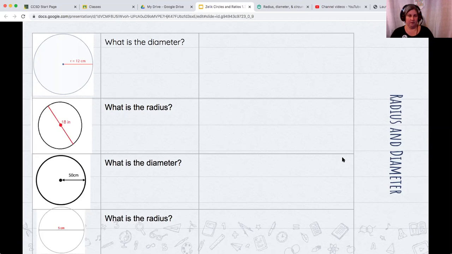All right. So on the first one, the radius is 12, so that makes the diameter 24, because 2 times the radius is diameter, so 24 centimeters. The second one, the radius would be 9, because 18 is the diameter. 1/2 of 18 is 9. The next one, the diameter would be 100, because the radius is 50. 50 times 2 is 100. And the last one, the diameter is 5, so that would make the radius 2.5. So 1/2 of 5 is 2.5. All right, quick little review there.